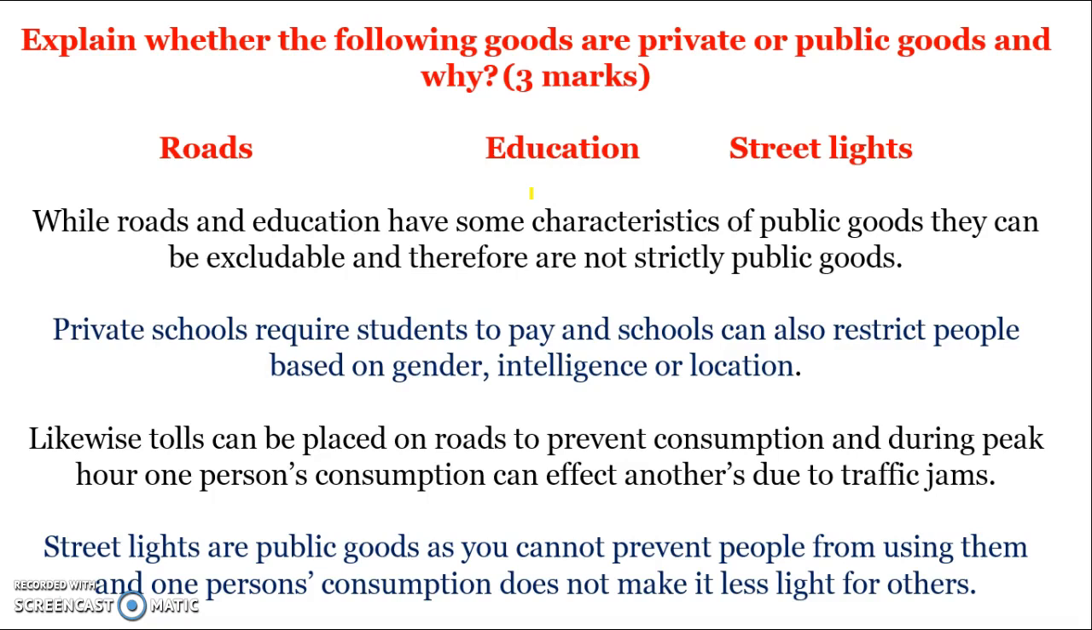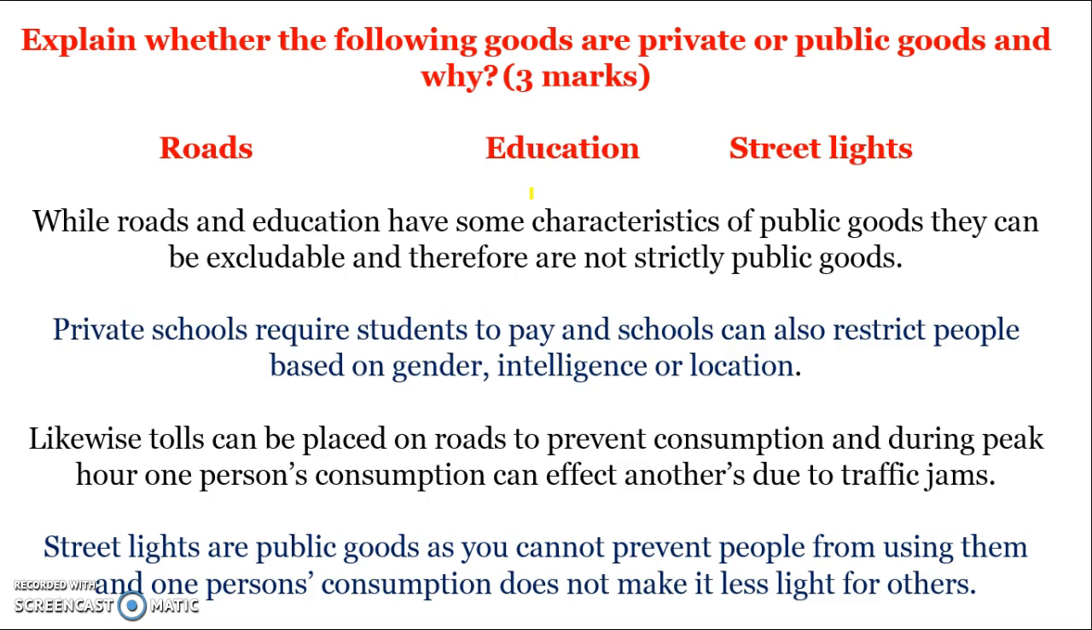So private schools require students to pay. Schools can also restrict people based on gender, intelligence, location. Likewise, with roads, you can exclude people based on tolls. So in both cases, they're excludable. They're also rivalrous because with roads, there could be traffic jams, so people can't use them simultaneously, or it affects others' ability to enjoy the road or how quickly they can get to work when there's too many people on the road. Education, again, is rivalrous because there's only a certain amount of teachers, a certain amount of resources, etc.